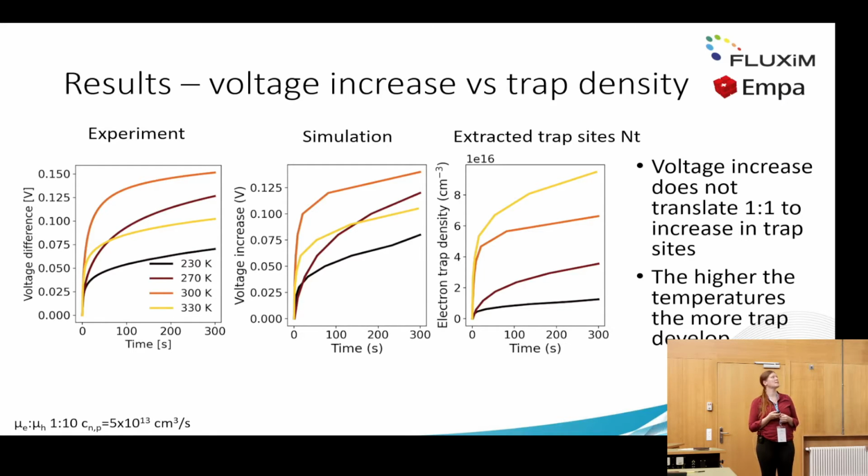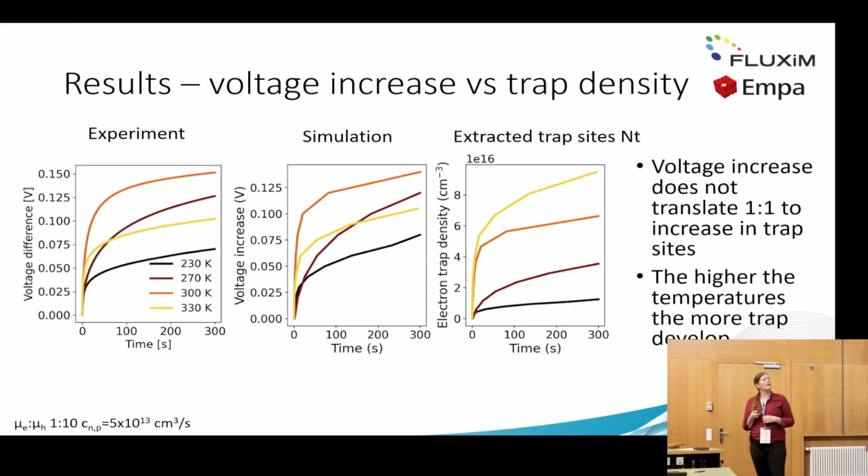And here on the left-hand side, I show you an experiment where we just stress the device for 5 minutes at 10 milliampere per centimeter square at 230 Kelvin, 270, 300, and 330. And one thing that is notable is up to the temperature of 300 Kelvin, we have an increase in voltage. So the higher the temperature is, the higher the voltage increases. This is only true up to 300 Kelvin. So if we go above this, what we have is a slower increase in voltage.